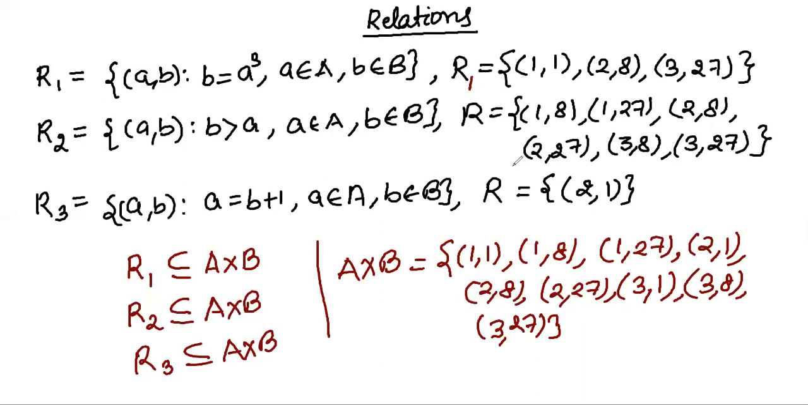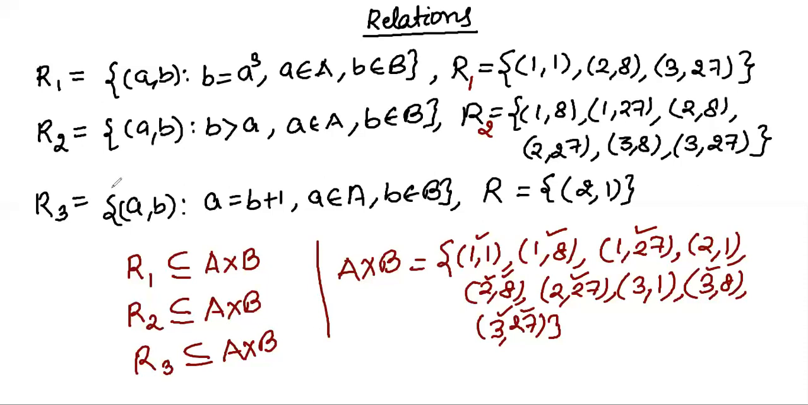You can see 1, 1, 2, 8 and 3, 27. All elements of R1 are from A cross B. So we can write R1 is a subset of A cross B. Similarly, all elements of R2 are from A cross B only, meaning 1, 8 is here, then 1, 27 is here, then 2, 8 is also here, then 2, 27, then 3, 8, and then 3, 27. So we can write here R2 is a subset of A cross B.